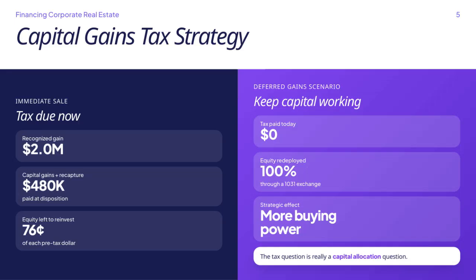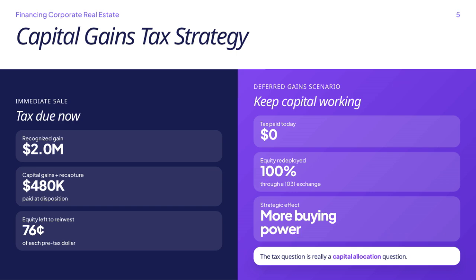Here, we're looking at the impact of paying taxes immediately after sale versus deferring them through a 1031 exchange. When you sell an asset and pay the tax due now, which in this example is $2 million in recognized gains, including capital gains and recapture, you lose a significant portion right away. 76 cents for each pre-tax dollar goes to taxes at disposition. That leaves you with a lower amount of equity to reinvest, in this case, $480,000, and essentially results in $0 being kept working for you, limiting your buying power.